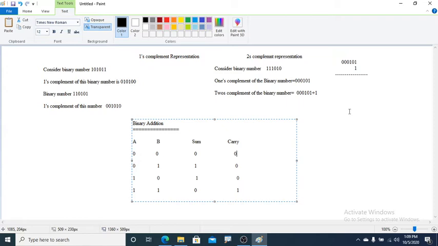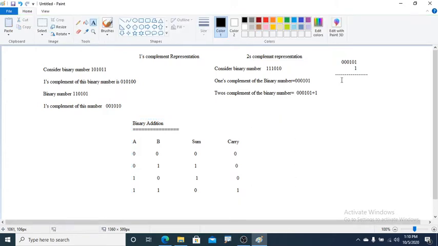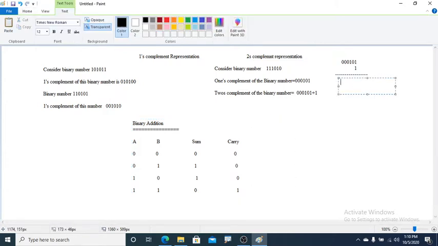The above table adds only 2 bits and gives sum and carry. If carry is generated, it should be carried over to the addition of the next 2 bits. Okay, now so here 1 plus 1, normally 1 plus 1 is 1 0.